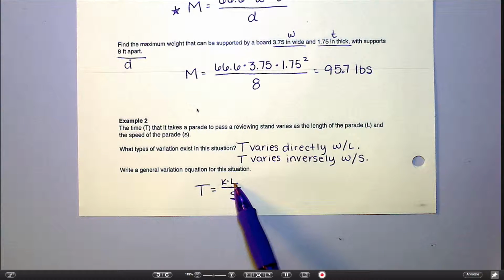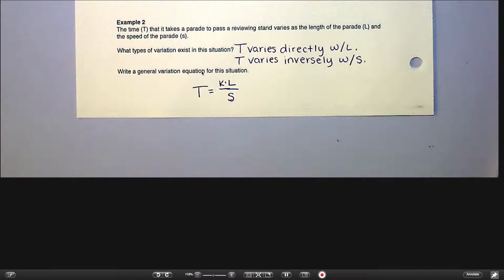So anything that's direct ends up in the numerator. Anything that's inverse ends up in the denominator. And then you need a K value in there as well. Is that too low? Sorry. Okay. And then, of course, if I gave you actual numbers, if I said if the parade is this long, it's going to take this much time, we could plug numbers in and actually find K values, but I didn't do that to you here. Okay?